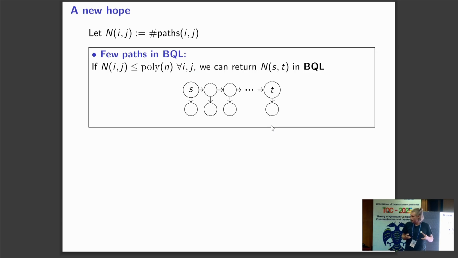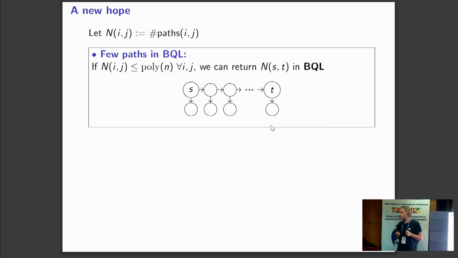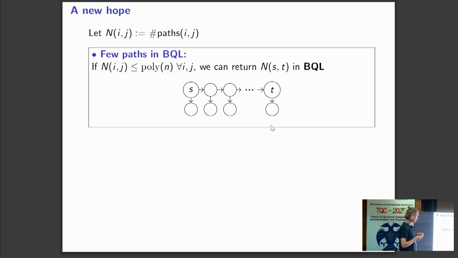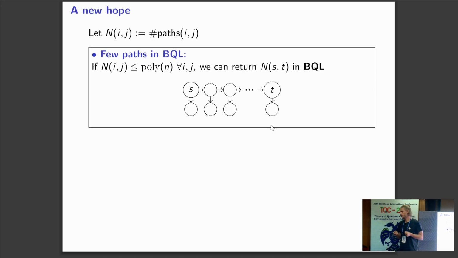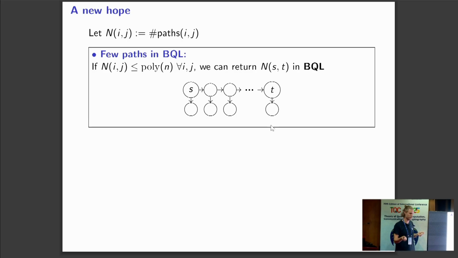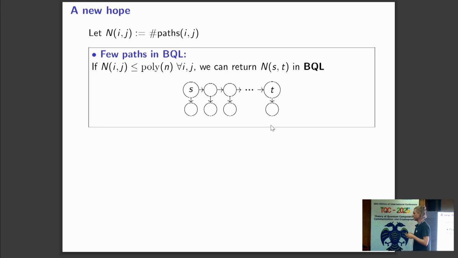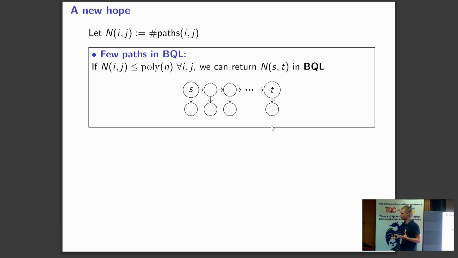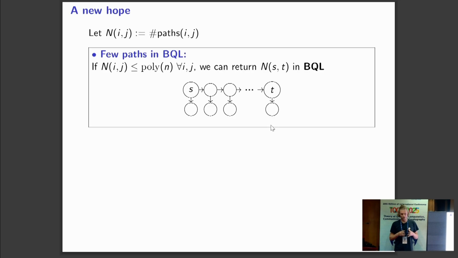So if Nij is the number of paths, and we're promised that the number of paths between any pair of vertices i and j is polynomial, so it's bounded by a polynomial, then we can return not just whether S and T are connected, we can actually return the number of paths from S to T in BQL. Okay, so we give a BQL algorithm that solves ST connectivity and even solves a harder problem on these graphs.